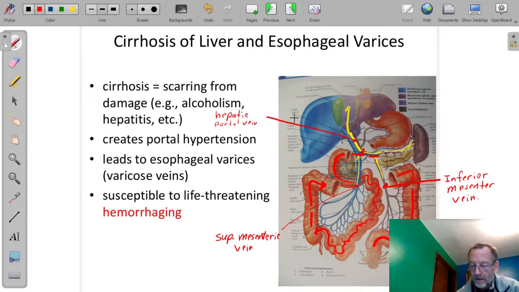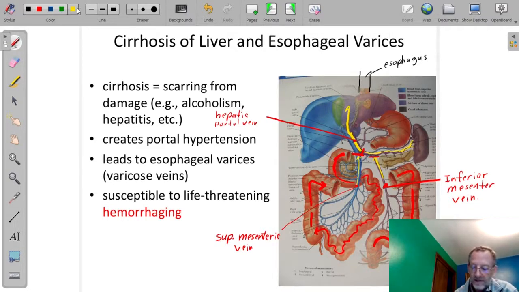Okay, so now the stomach and the esophagus also drain into the portal system. So the diagram doesn't show it well, but here is the esophagus. Continuing on, so there's the esophagus. It's hidden behind the liver.